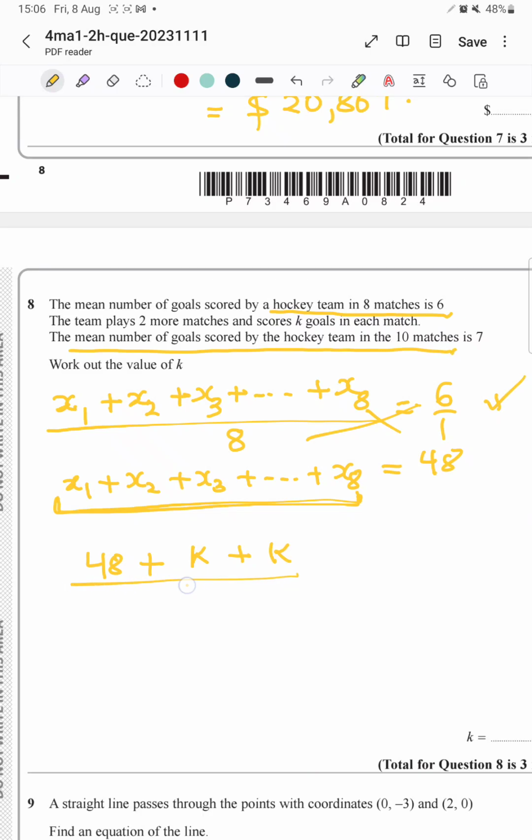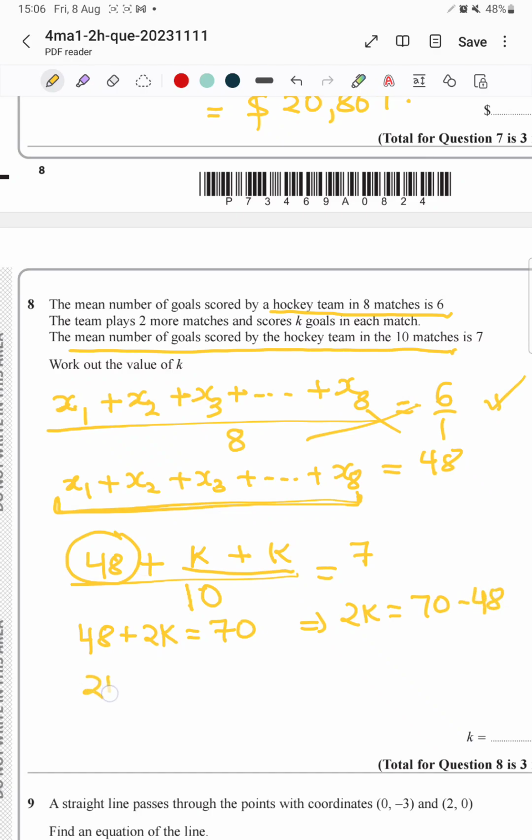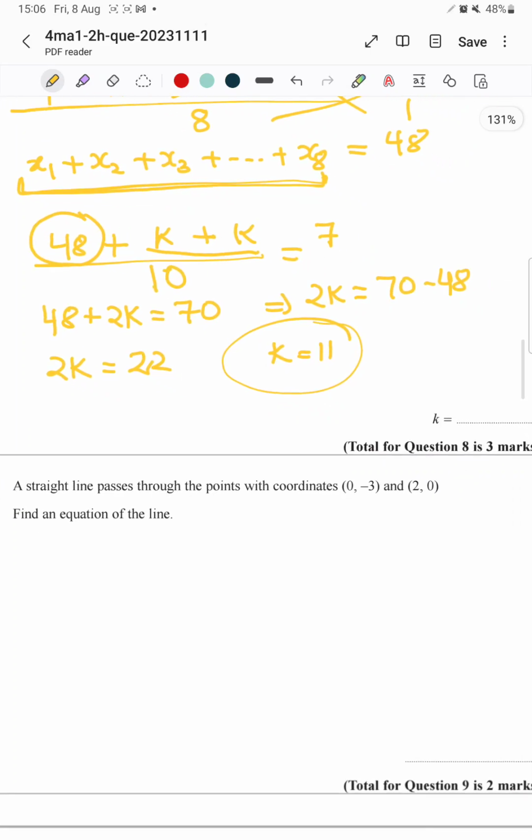So now if I find the mean, the number of goals in the 8 matches plus the number of goals in the last 2 matches, and there are a total of 10 matches. If I find their mean, this is 7. So this will be 48 plus 2k, and that is equal to 70, which means 2k is equivalent to 70 take away 48. That gives me 2k is equal to 22, and k will come out as 11. Let's go to the next question now.